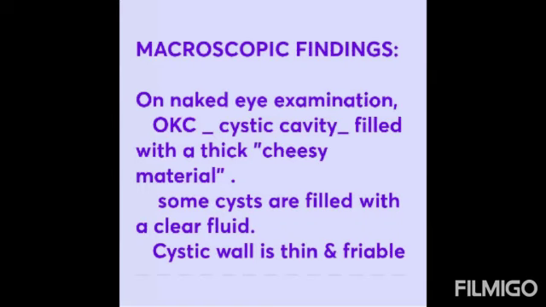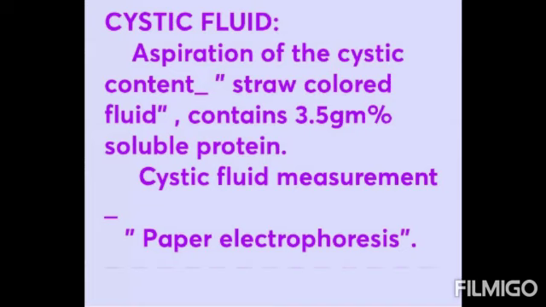Next, moving on to macroscopic findings. On naked eye examination, OKC produces a cystic cavity filled with a thick cheesy material. If we aspirate, there is a cheesy material present within the OKC cyst, and some cysts are filled with clear fluid also. So the cystic wall is very thin and friable. So on naked eye examination, OKC shows a cystic cavity filled with a cheesy material.